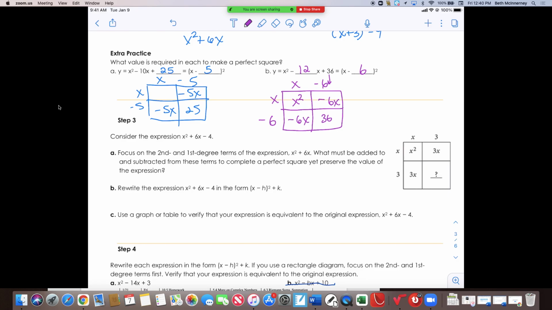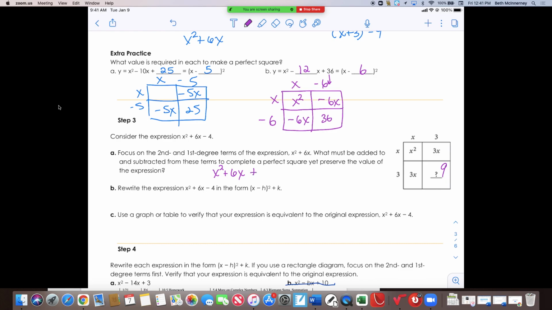So in part A, you focus on the x squared and the x, and you ignore that minus 4. You're going to look at just the x squared plus 6x. I know by my rectangle over here that has to be a plus 3 and a plus 3. So what do I need to add to x squared plus 6x that makes it a perfect square trinomial? Anybody? 9, right? Because it has to be the 3 times the 3.